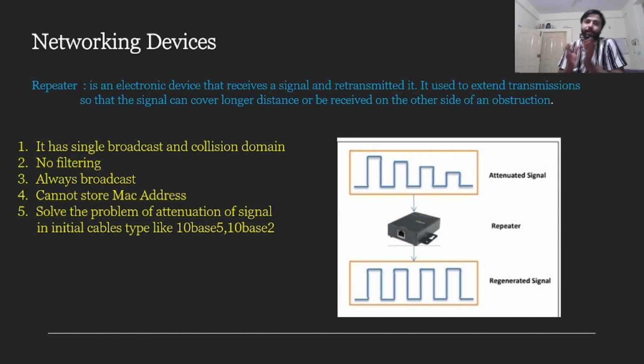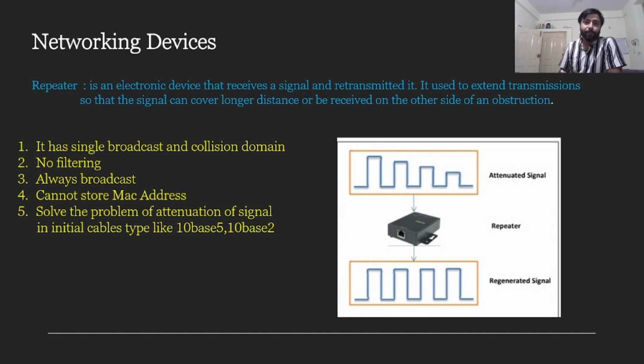The first one is repeater. It is a device which helps to regenerate the corrupted, weak, or attenuated signal. Attenuated signals occur because a system has limited strength to propagate the data to a certain level, then it needs to be regenerated. For example, we were using earlier 10Base5 or 10Base2 cables, which were not that efficient in terms of propagating the data.